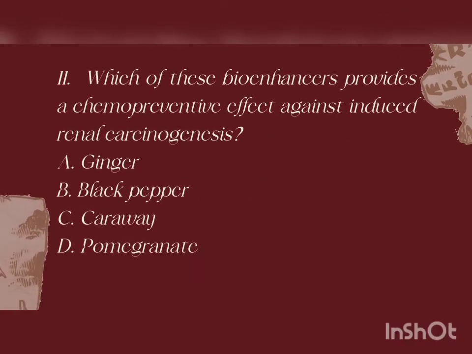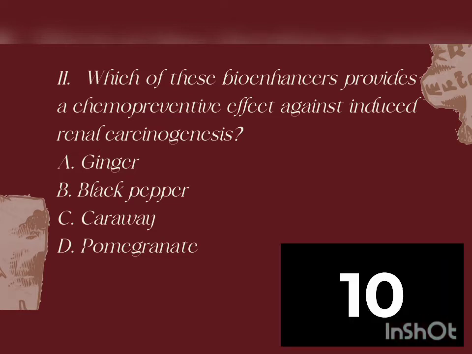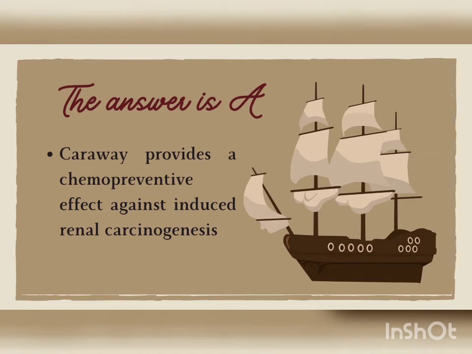Number 11. Which of these bioenhancers provide a chemopreventative effect against induced renal carcinogenesis? A. Ginger. B. Black pepper. C. Caraway. D. Pomegranate. The answer is C. Caraway provides a chemopreventative effect against induced renal carcinogenesis.